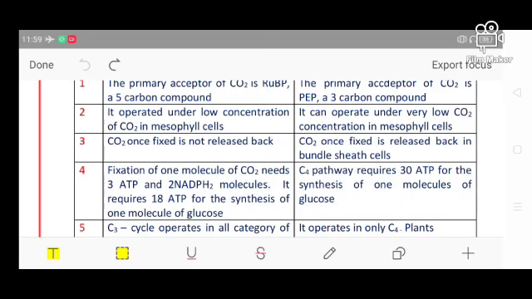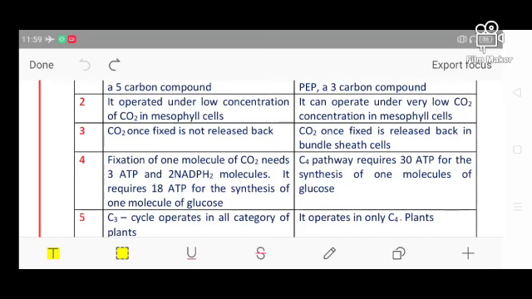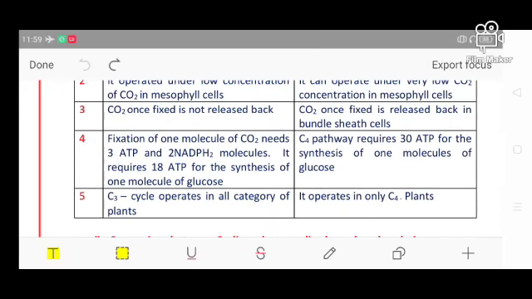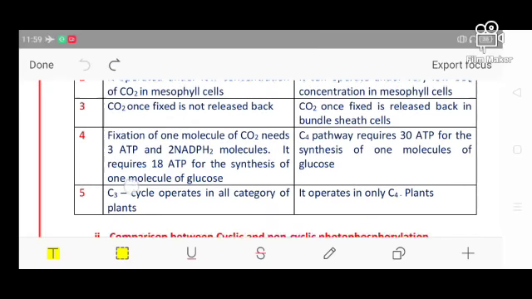So the third point is that carbon dioxide once fixed is not released back. After carbon dioxide gets attached with ribulose bisphosphate, it doesn't get detached or released back. But in the case of the C4 plant, the carbon dioxide once fixed is released back to the bundle sheath cell, so it has a backward reaction also, in the C4 plant.